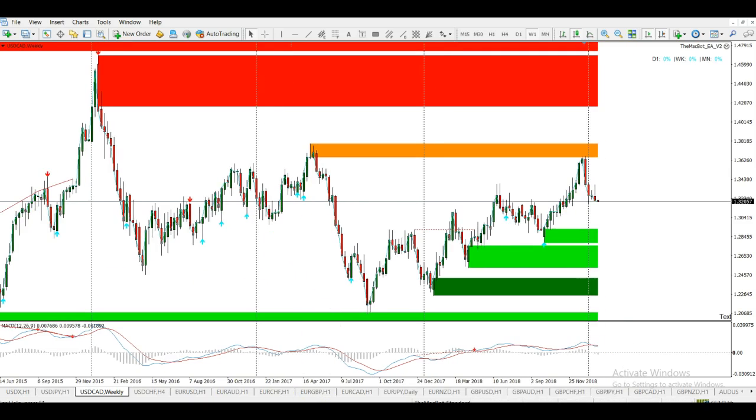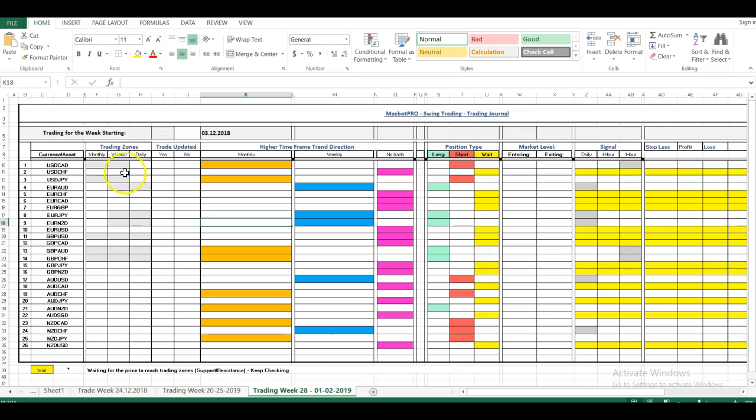Okay, we're going to start off as always. We look at my spreadsheet for the week ahead. Just need to change this. So today is the 28th of January 2019. Okay, already been a pretty good month.